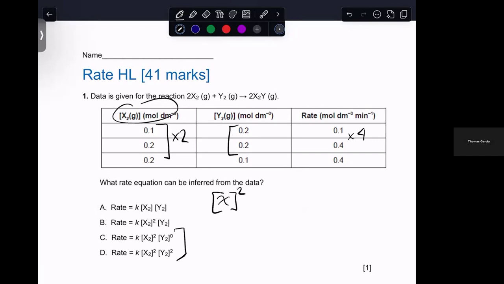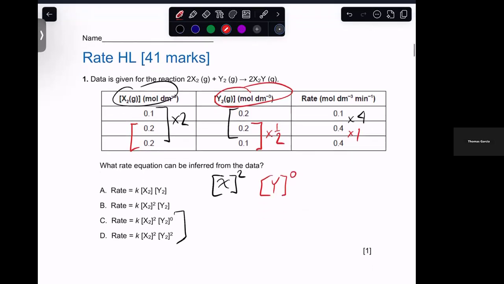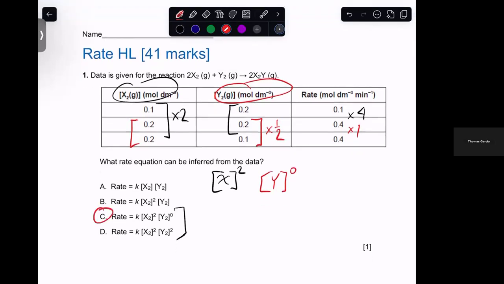All right. Now we want to look at y. So if we're looking at y, we want to see where x is the same and y changes. Y is halved, but the rate is unchanged, times 1. Therefore, we know that y doesn't have an effect. Y is to the 0th order, x is to the 2nd order. We know our rate equation is C.